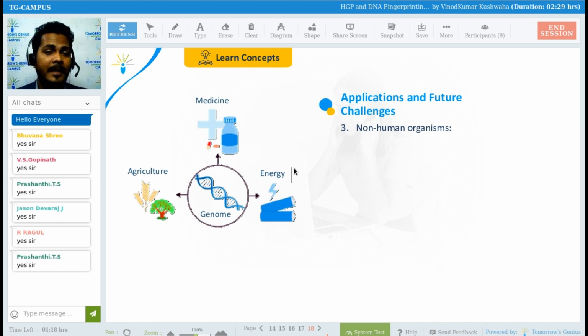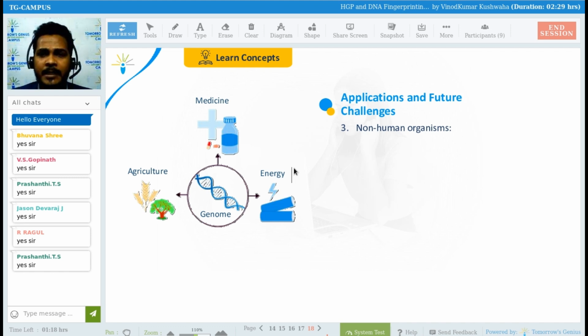Suppose there is a disease which cannot be cured, like AIDS. If we understand the genome DNA sequence of non-human organisms, we can analyze how to treat this kind of disease. So you can solve challenges in healthcare, in agriculture, even in energy production, and in environmental remediation. All this is possible if you understand the DNA sequence of non-human organisms.